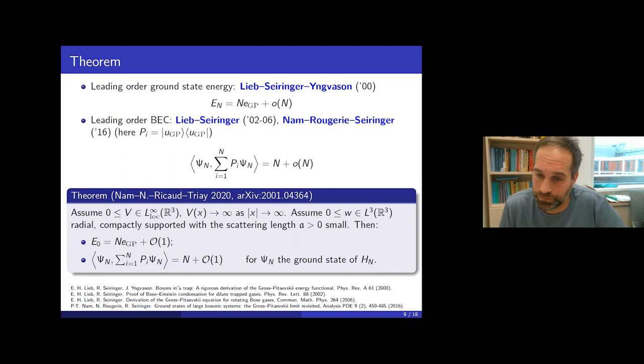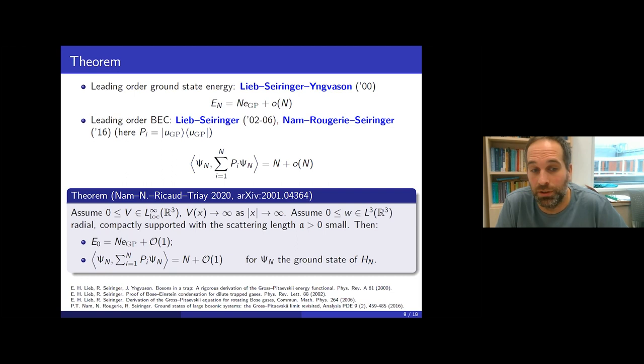Now, you could ask yourself the question, why is that important at all? Well, this is important if you want to go beyond the ground state energy, if you want to understand the excitations about the ground state, so you better understand the ground state itself well, okay? Because the next big goal in that field was to prove the validity of Bogoliubov's theory in some sense. Bogoliubov's theory is an effective theory which allows you to describe excitations above the ground state. And to that, you need to know the ground state quite precisely.